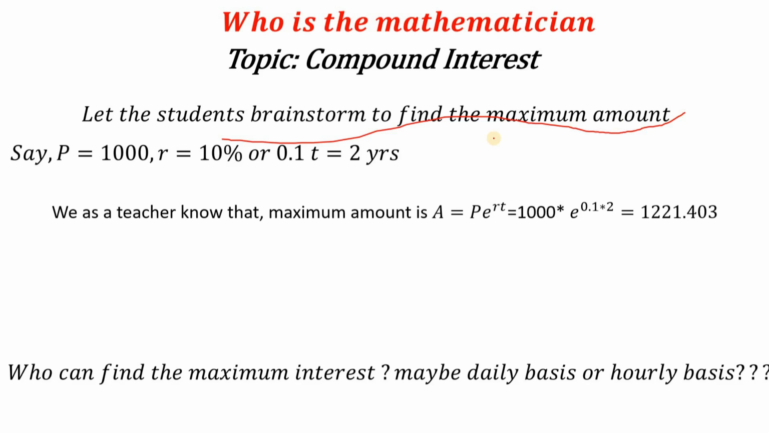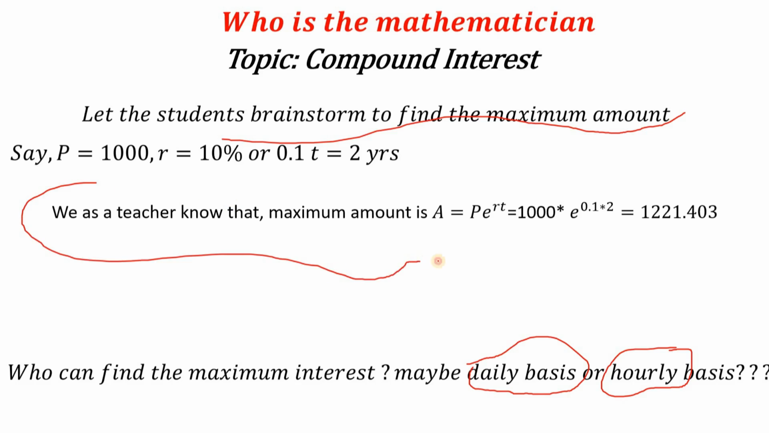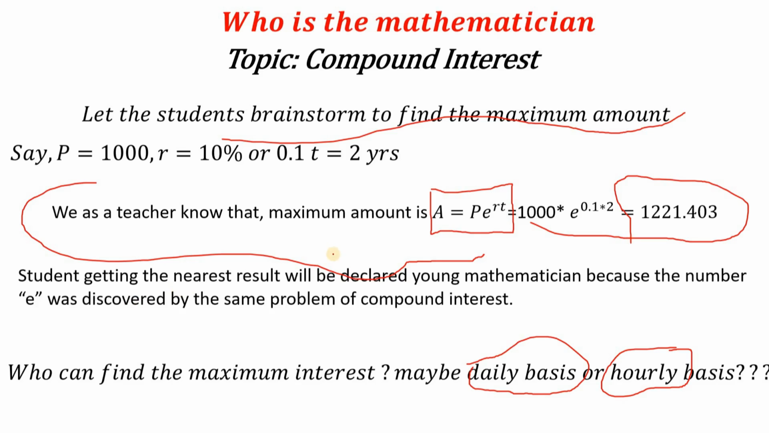If they have already found a pattern, they will try to plug in the value of n for different values, like let's say on a daily basis or on an hourly basis, or even smaller than that. But as a teacher, we already know that the maximum amount will be given by this relation, and by plugging in the value we'll get this result. So students getting the nearest result to this will be declared as a young mathematician.